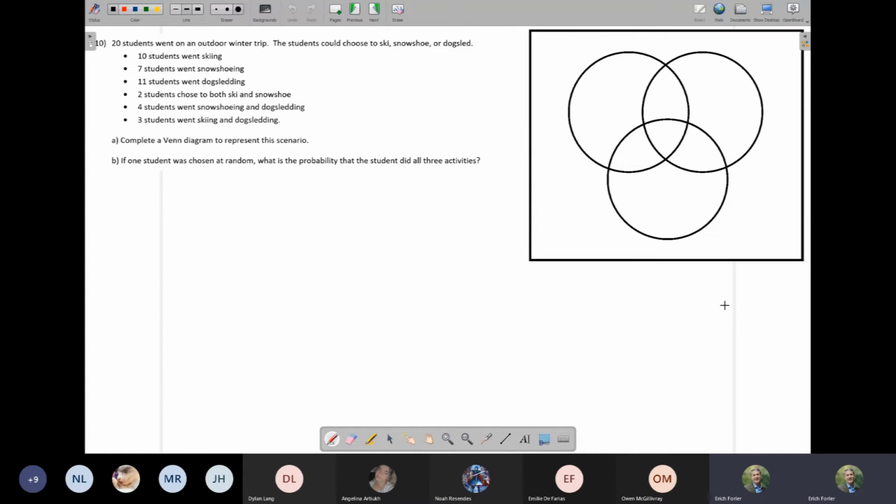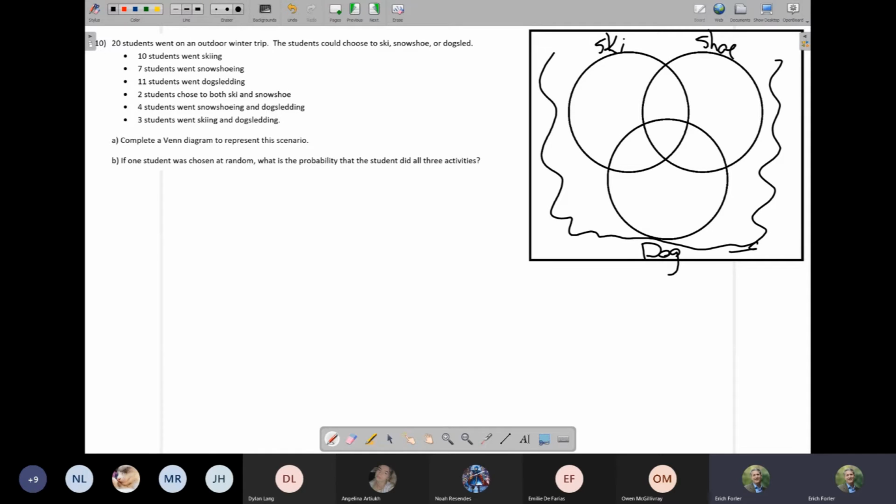So question 10, we're starting off building a Venn diagram again. It tells us that we've got skiers, snowshoeing, and dog sledding. Okay, and each student has to choose one activity. So every student is going to be in one activity. That means there's going to be nothing around the outside, right?